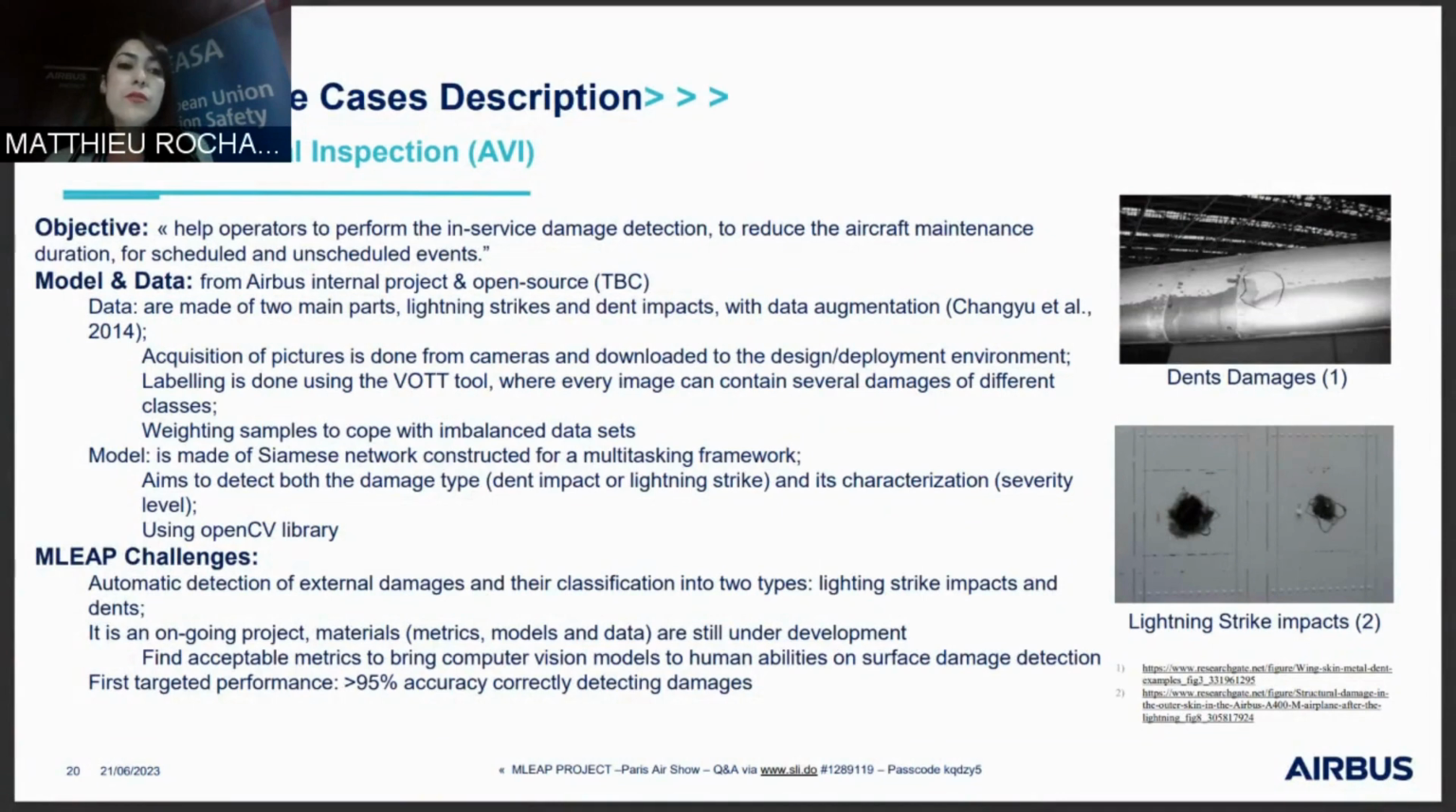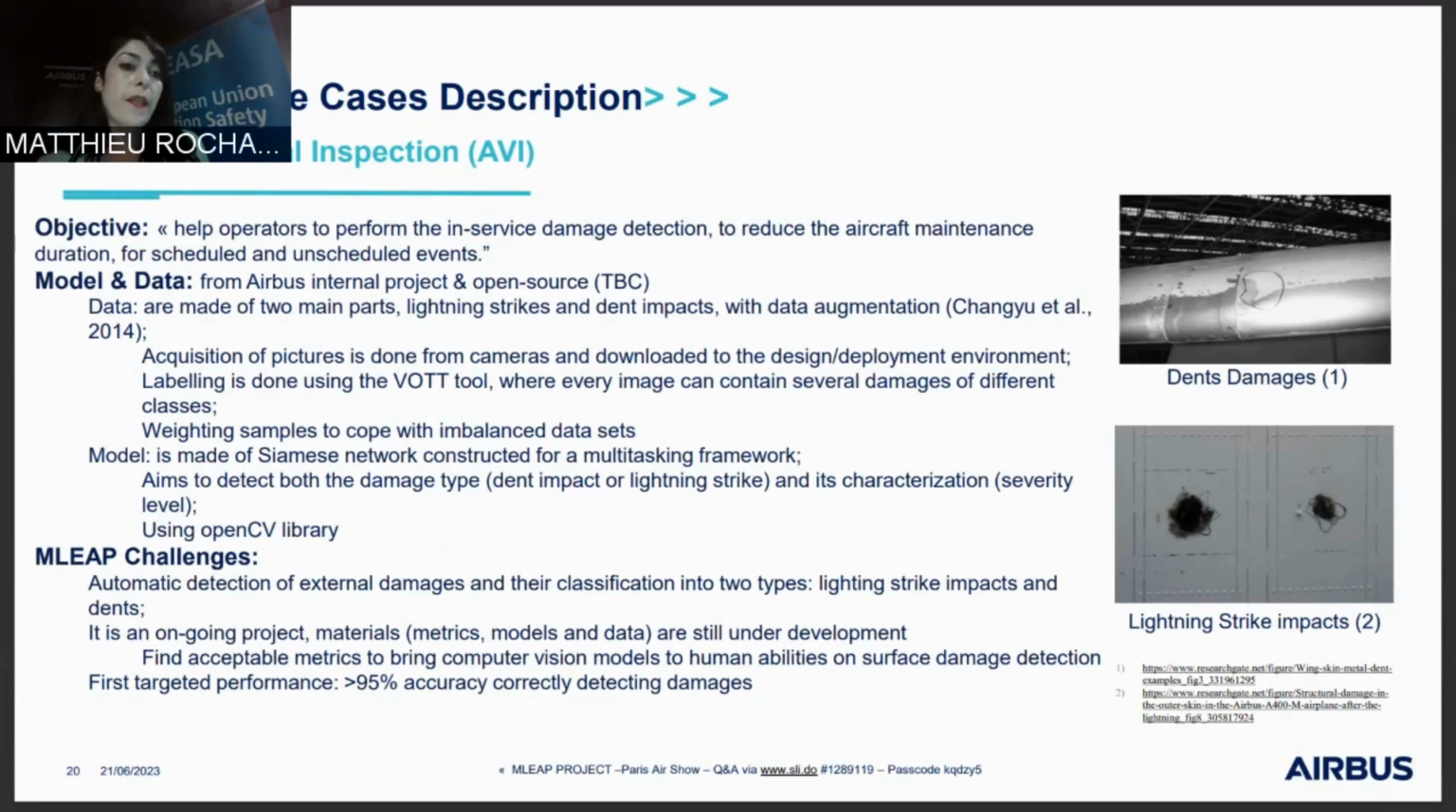The second use case is a visual inspection. It is in fact aimed to help the operators to promote the maintenance operations and also their planification, where the main objective is to support the detection of two kinds of damages, the dent damages and the lightning strike impacts. As for the previous use case, here also we are provided with different trained models and data sets from internal projects.